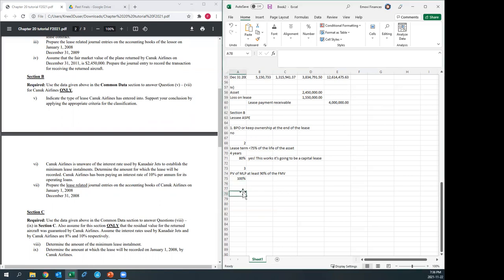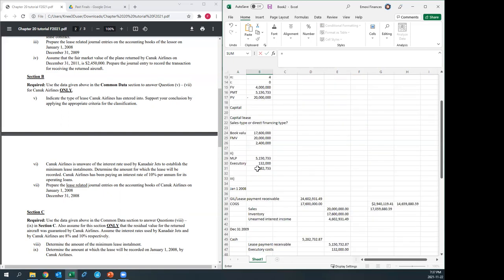So for section B, we're going to do the same calculation as earlier. Your N is 4, your payment is the same because in the contract they're going to say that the minimum lease payment is 150,000. So your minimum lease payment doesn't change.